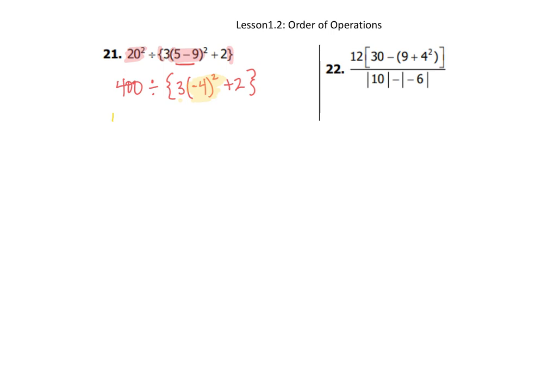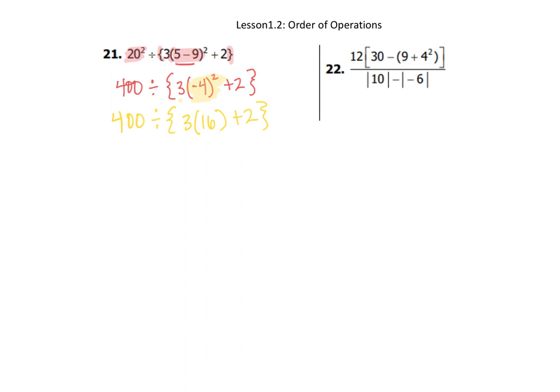So we're going to bring down 400 divided by 3, and then parentheses, what is negative 4 in parentheses squared? That means negative 4 times its own self, negative 4, and a negative times a negative makes a positive. So we have positive 16 and then plus 2.